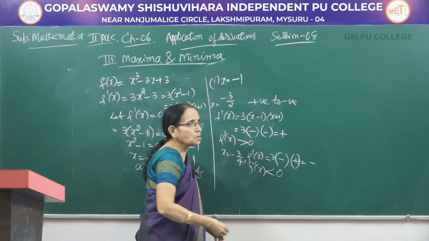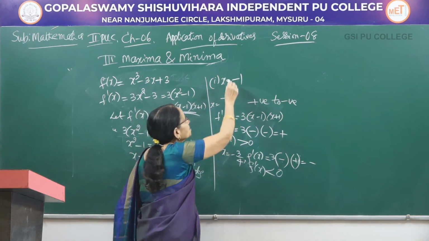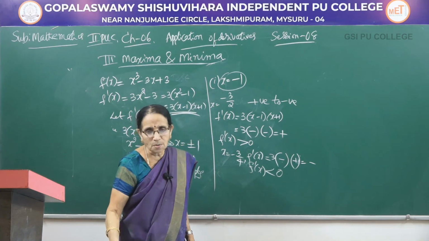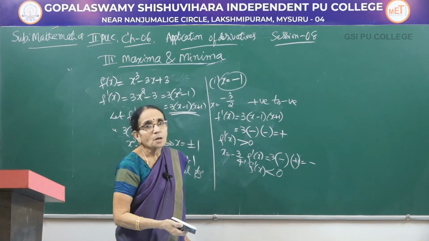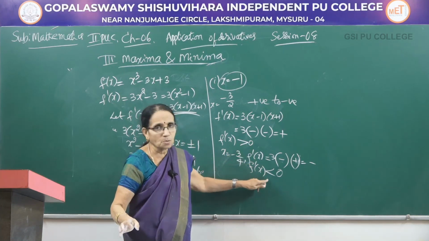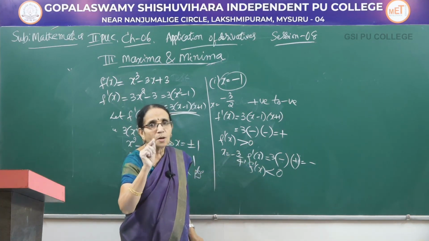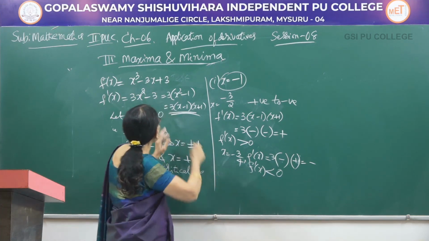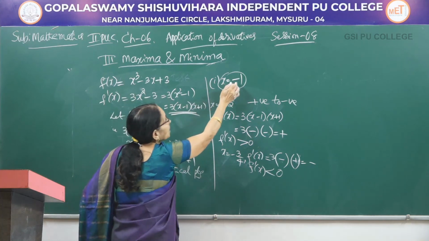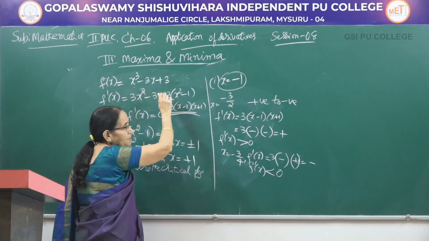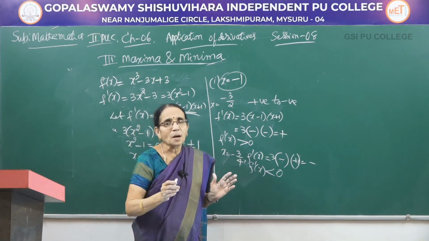Isn't it? Positive to negative. Therefore, this point x is equal to minus 1, according to the first derivative test, is a point of local maxima. It is changing from positive to negative. Suppose you want to find the maximum value of the function f of x, you substitute the value minus 1: minus 1 whole cube plus 3 into minus 1 plus 3. That gives you the local maximum value.